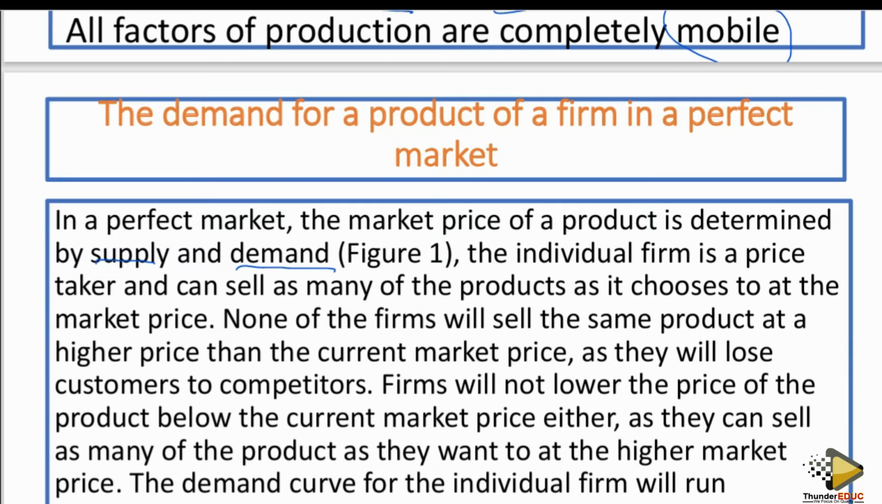So now it means in this regard, when we talk of willingness under demand, it means what you prefer, what you mostly prefer, what is your taste. And then also when it comes to ability, we check affordability in terms of money. Whatever you are craving for or willing to buy, are you able to afford it in monetary form? Okay, right. So now the individual firm is a price taker and can sell as many of the product as it chooses to at the market price.